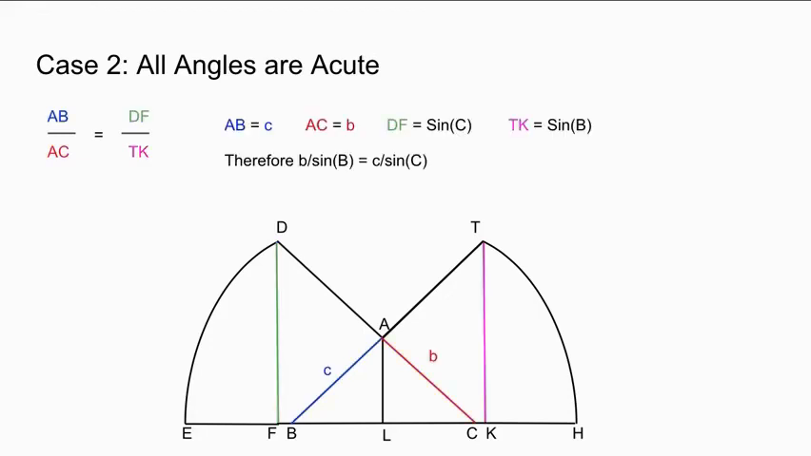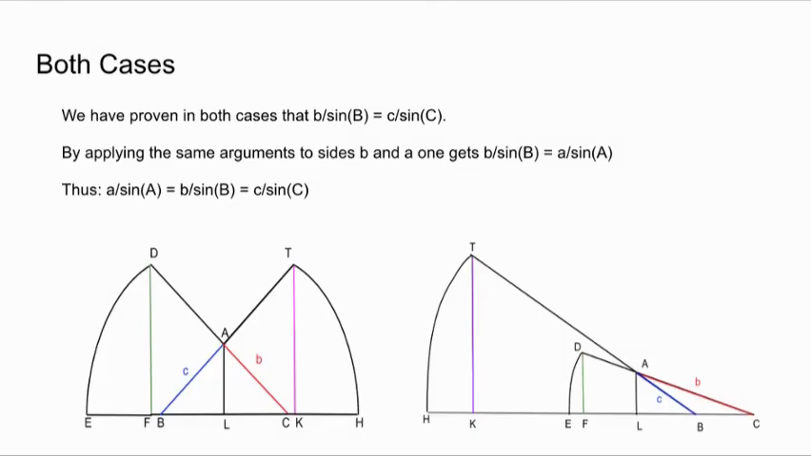AB is equal to C, AC is equal to B, DF is equal to sine C, and TK is equal to sine B. Therefore, B over sine B is equal to C over sine C. We have now proven in both cases that B over sine B is equal to C over sine C.